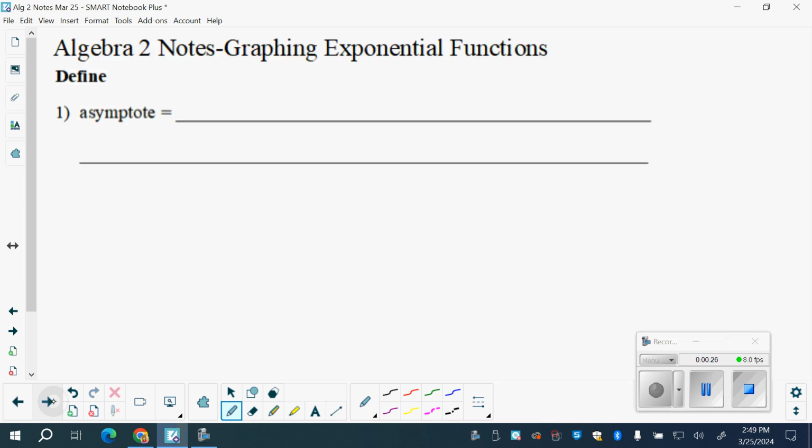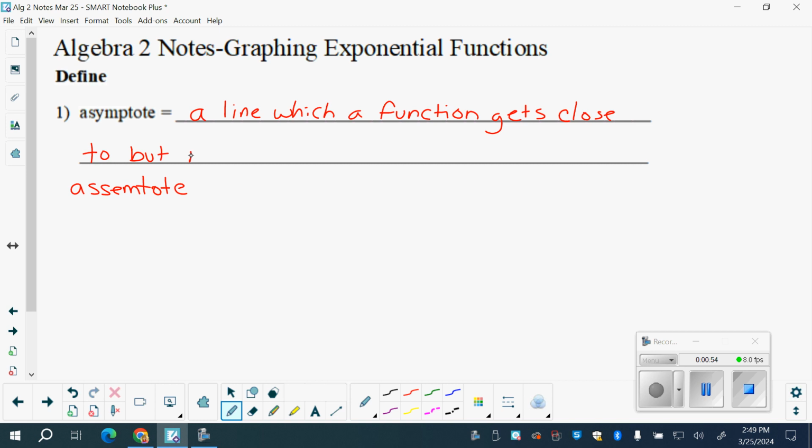Okay, so you have a new word, asymptote. This is how you pronounce it. The "h" is silent. So it is a line which a function gets close to, but never reaches, or never does. It's close to, but never gets there.